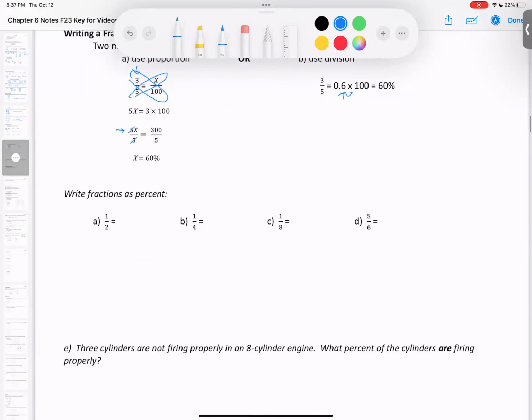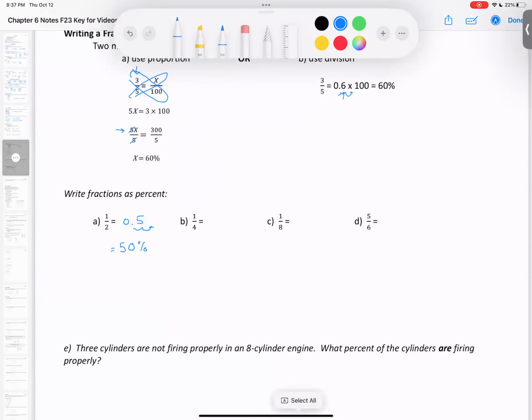Okay, so let's write these fractions as percents. So if I've got 1 over 2 then, I'm going to go to my calculator and go 1 divided by 2. That gives me 0.5. So my decimal answer here is 0.5 or 5/10. Now I'm going to move my decimal place over 2 to the right to get a percent. So this is the same as 50%. And that makes sense because you may already know that 1/2 of something is also 50% of something.